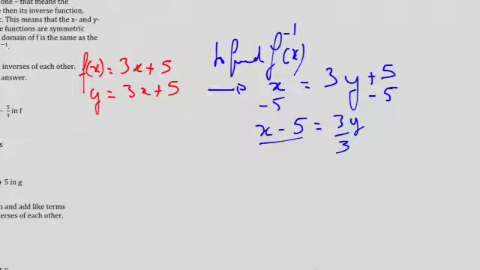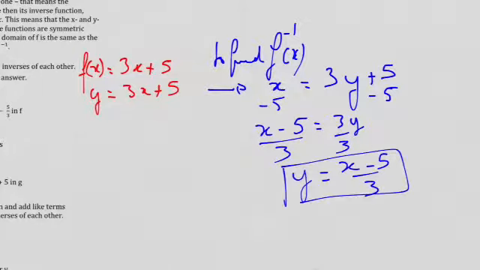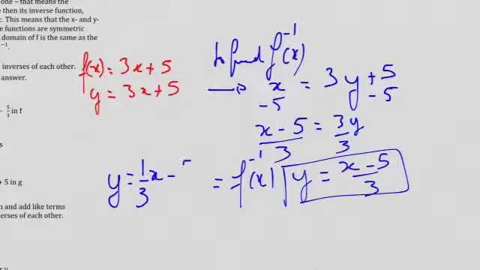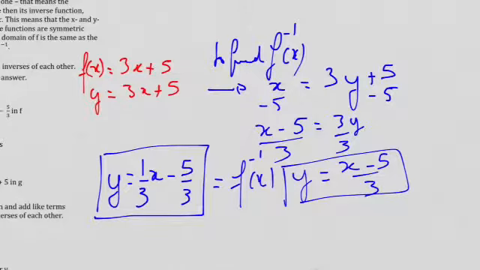You divide by 3 on both sides, and you end up with an expression of y equal x minus 5 divided by 3. And that is, ladies and gentlemen, the expression of your inverse function. If I want to write the function another way, I would have y equal 1 over 3 times x minus 5 over 3. Now, we know how to calculate, and how to express, should I say, the inverse of your function f of x.